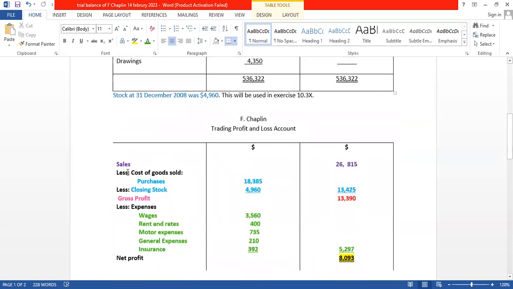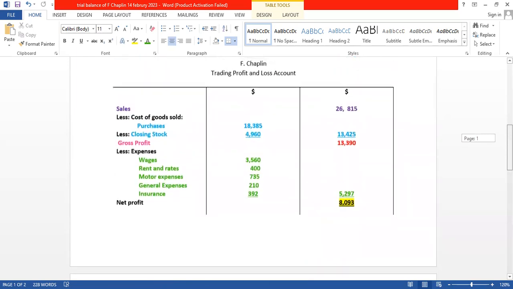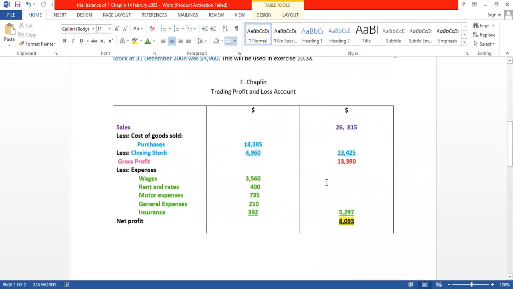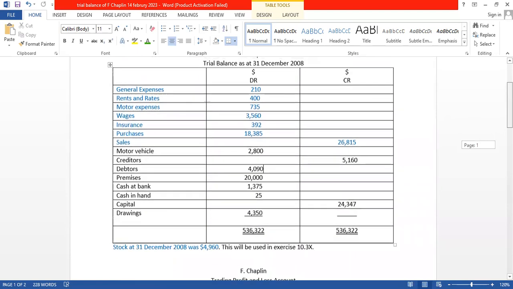Now, the first thing that we will have in the trading and profit and loss account is sales. Then we'll have less cost of goods sold, purchases, less closing stock, gross profit, less expenses, and all of these items here are expenses. And then we'll have the net profit. Afterwards, we will create the balance sheet. But before we go to the balance sheet, let's see how we got all this information in the trading profit and loss account. Going back to the trial balance here.